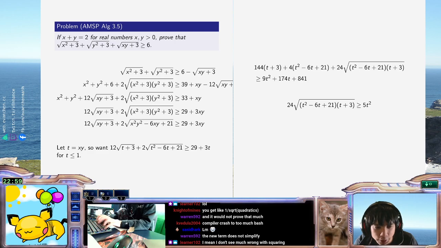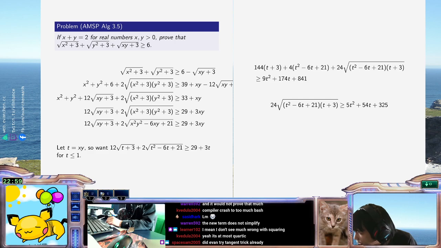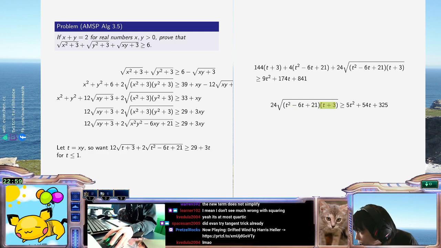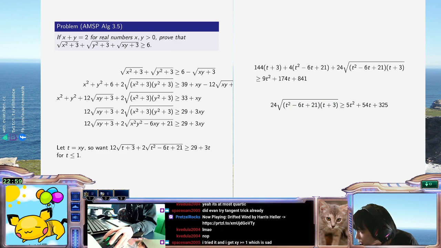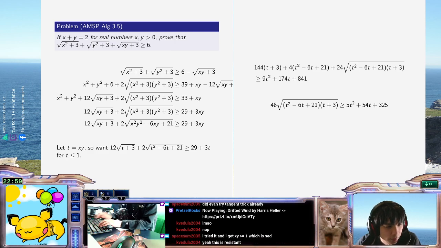And we debug our work by plugging in t equals 1 and making sure it's still equality, which I hope it is. 16 times 4, so this is 892, and at 384, am I off by a factor of 2? I forgot the 2 here. This is 48. Okay, so now I just square again.